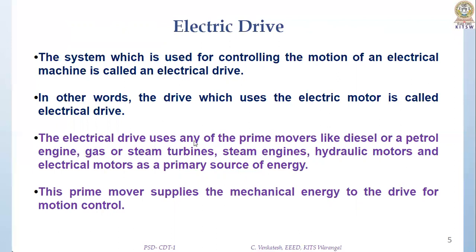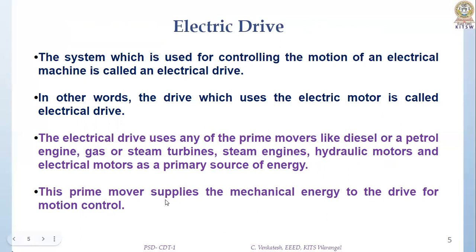The electrical drive uses any of the prime movers. Some of the mechanical prime movers can also be used, like diesel or petrol engines, gas or steam turbines, steam engines, hydraulic motors, and electrical motors as a primary source of energy. So to run this motor, sometimes we may use the prime movers. But in addition, there will be an electrical motor for which you are giving electrical input and you are getting mechanical output.